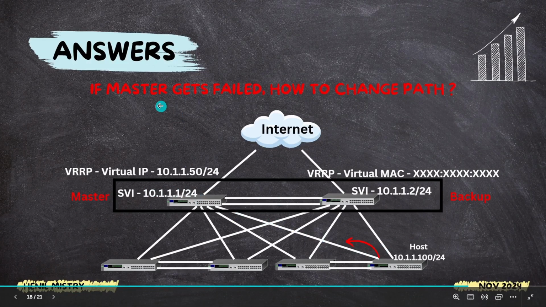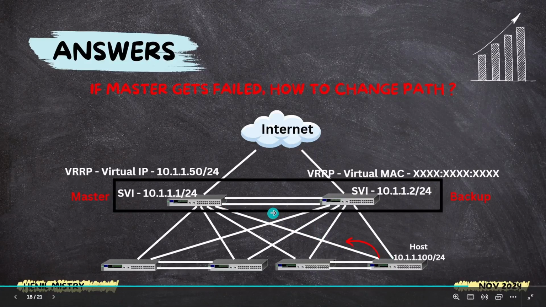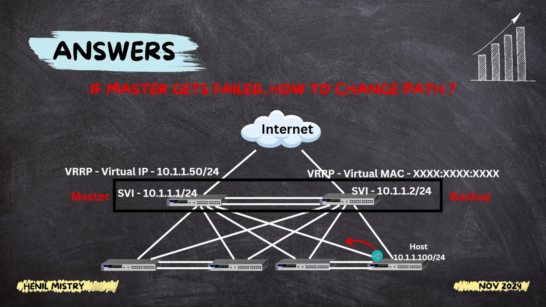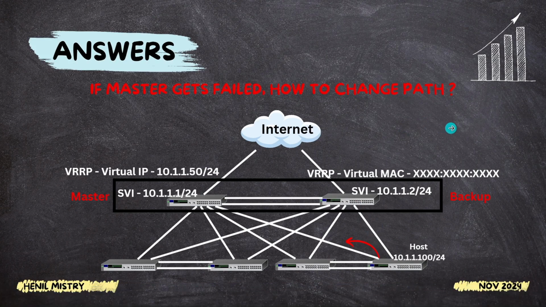But in the scenario of master getting failed, it needs to know that the packets don't need to now be sent on this device, this link. They now need to be sent on this link. So in order for this device to know that, they need to have the MAC address of this from this physical link. And how will they know that?